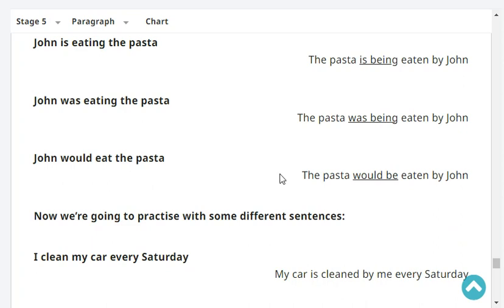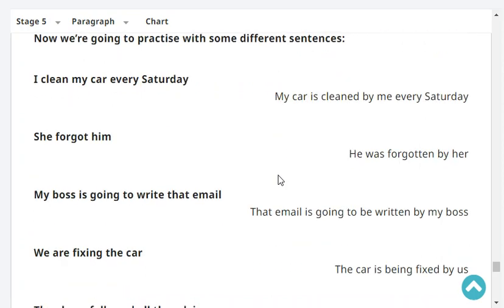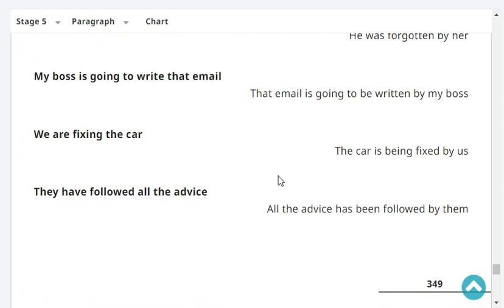Okay, here we go. I clean my car every Saturday. My car is cleaned by me every Saturday. Very good. He forgot him. He was forgotten by her. Very good. My boss is going to write that email. That email is going to be written by my boss.